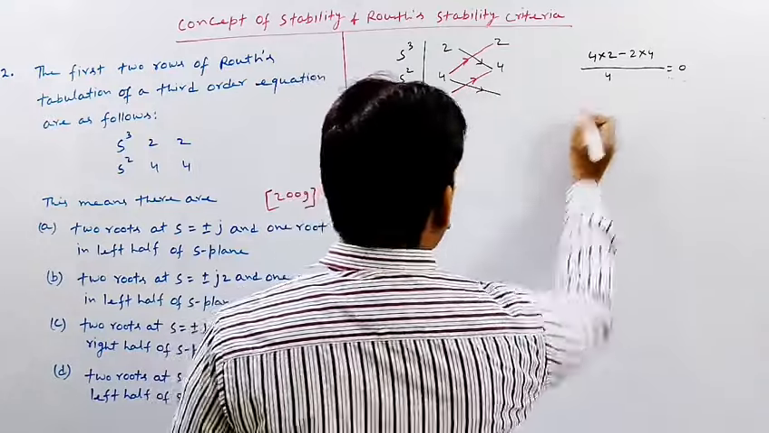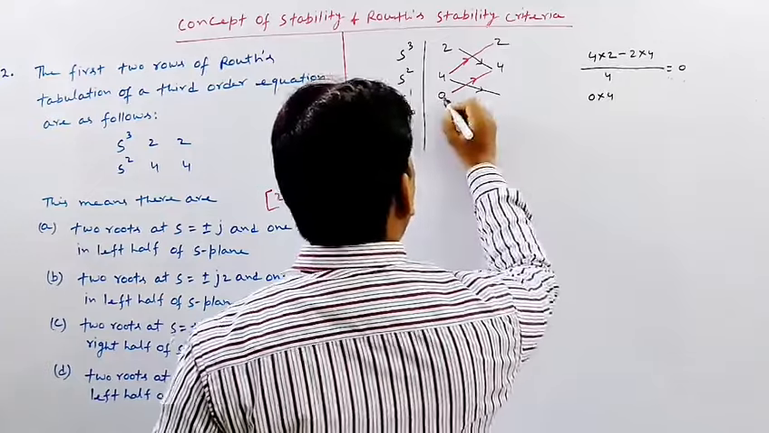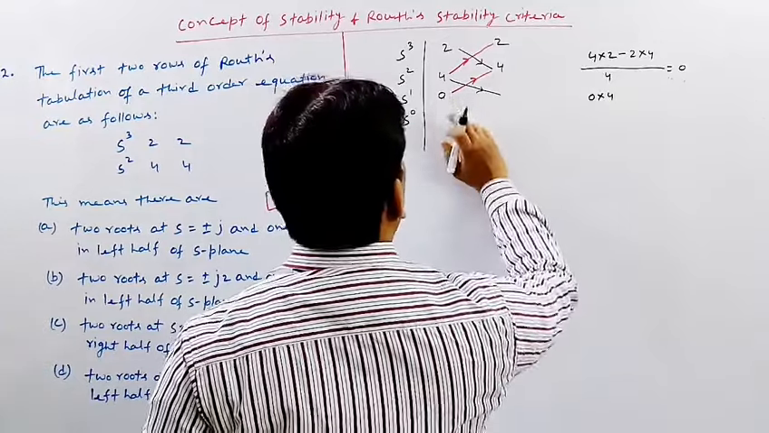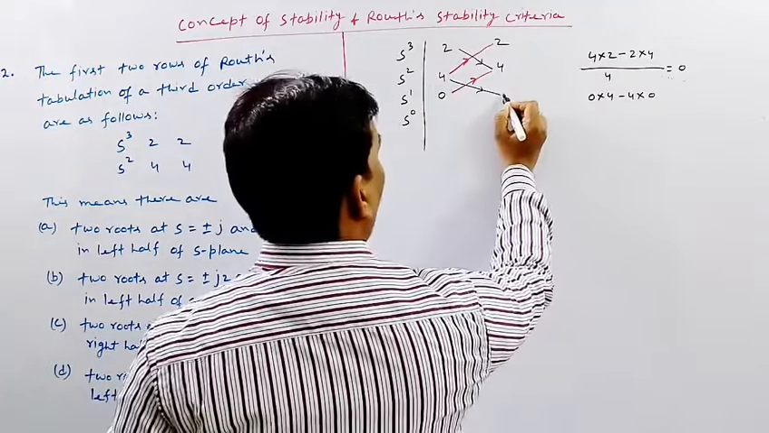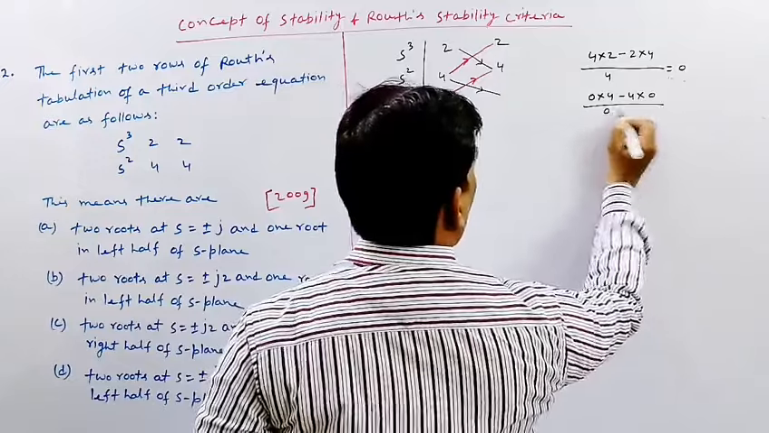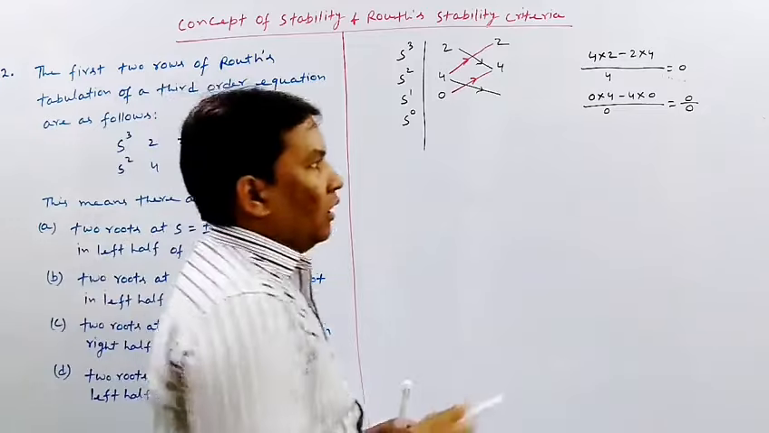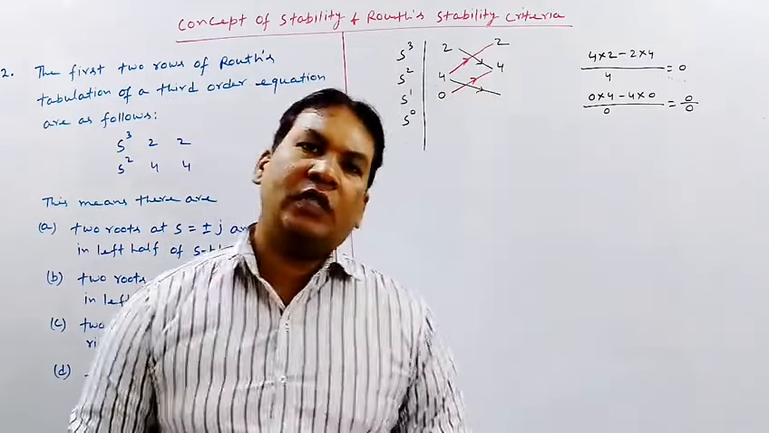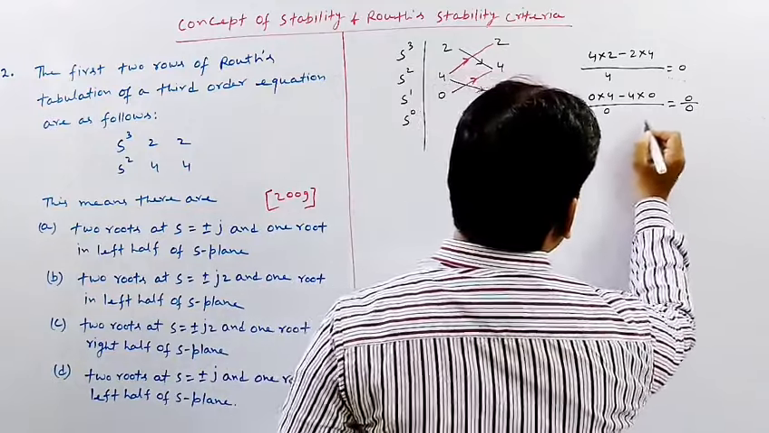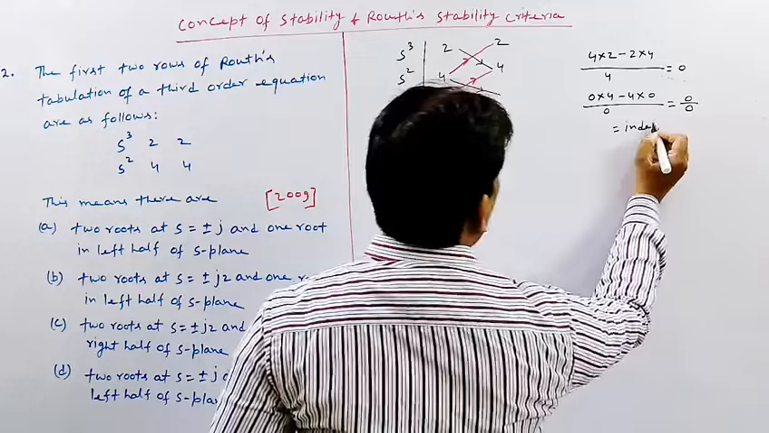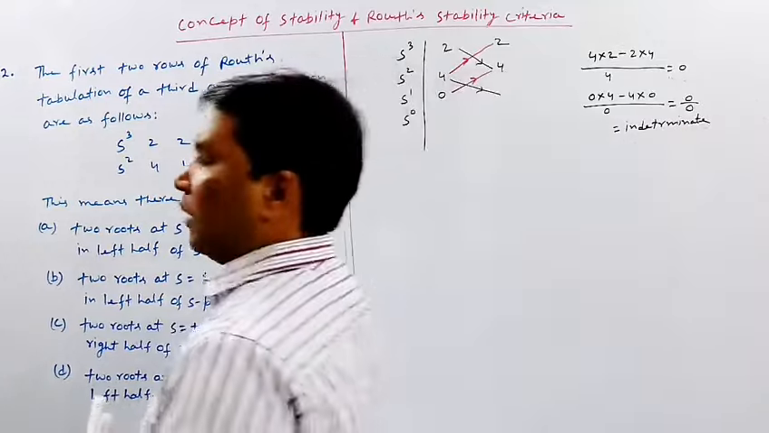So 0 multiplied by 4, 0 multiplied by 4 minus 4 multiplied by 0. Here there is no term, so we are taking it as 0 divided by 0. So it will be 0 by 0, that is not defined. 0 by 0 is an indeterminate term. So this is an indeterminate term.